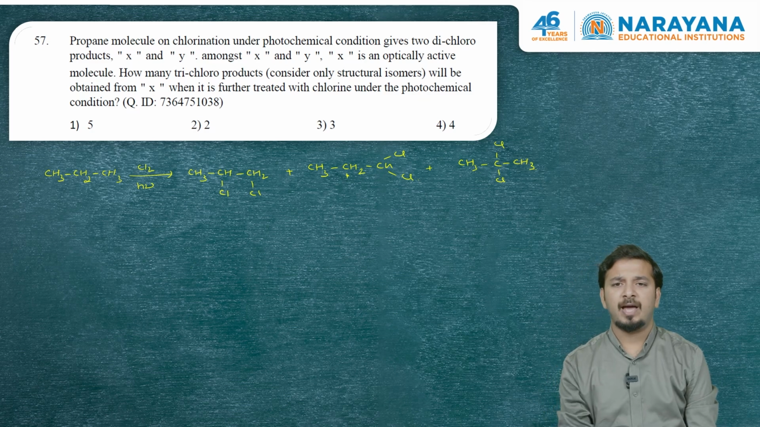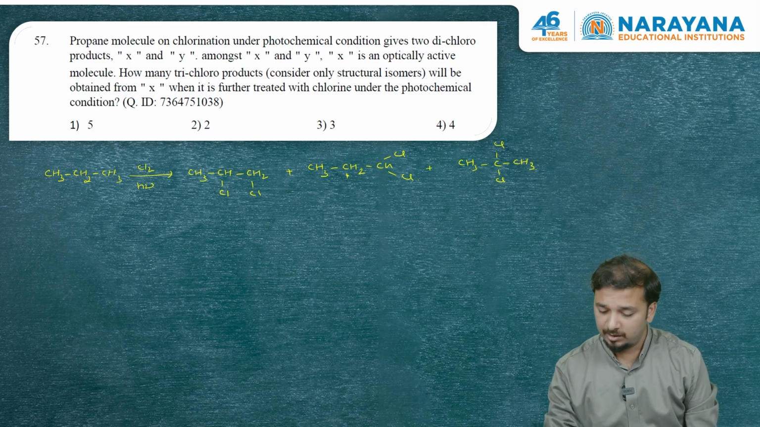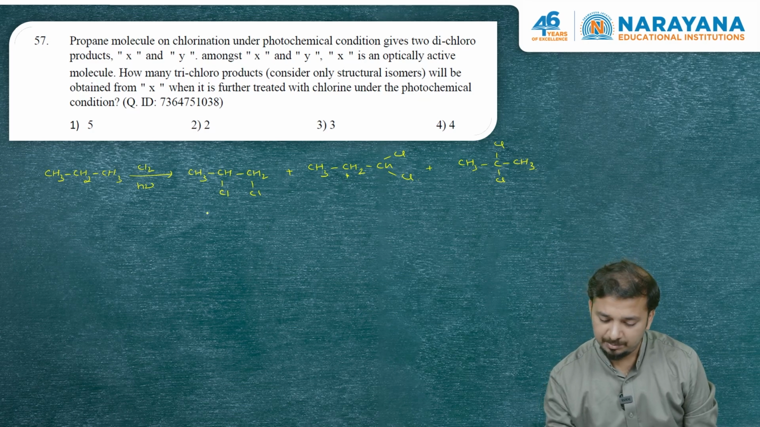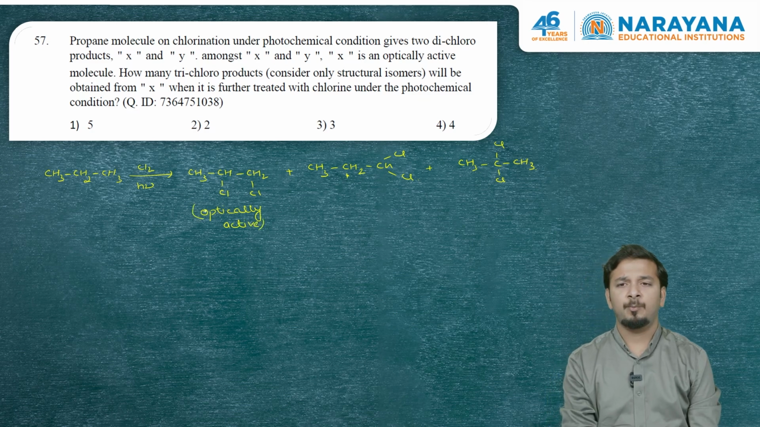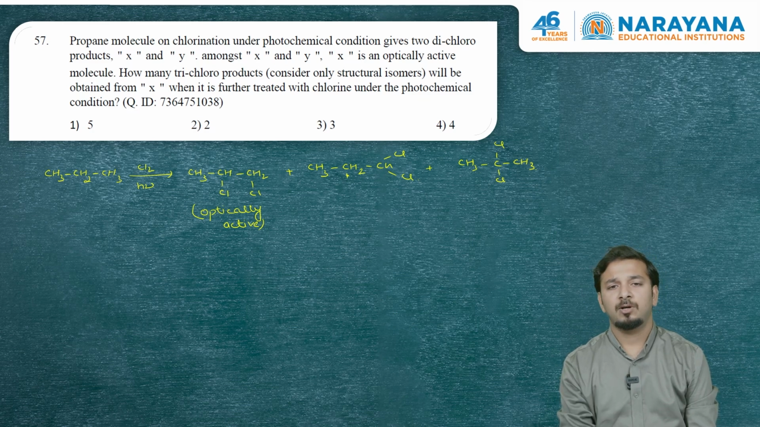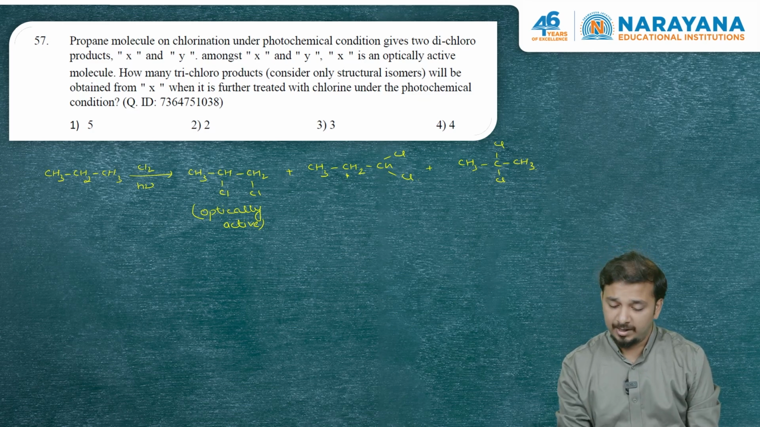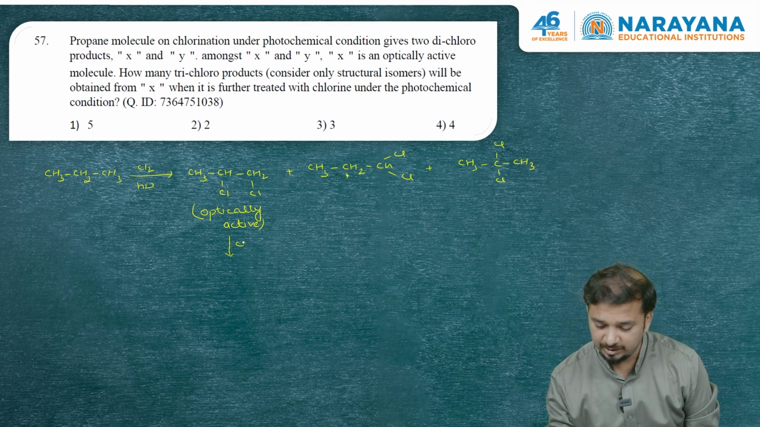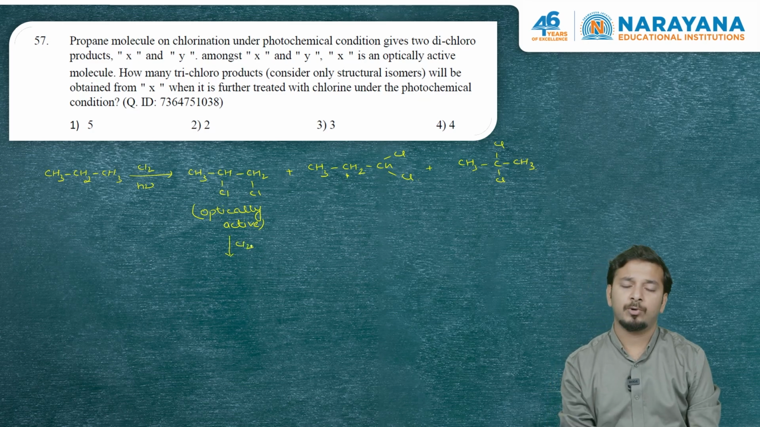Now they are saying amongst X and Y, X is an optically active molecule. So among all these three, the optically active one is this, so this is our X. Now they are asking how many trichloro products, considering only structural isomers, will be obtained from X when it is further treated with chlorine under photochemical conditions. So if it is treated with Cl2, how many trichloro products will be formed?